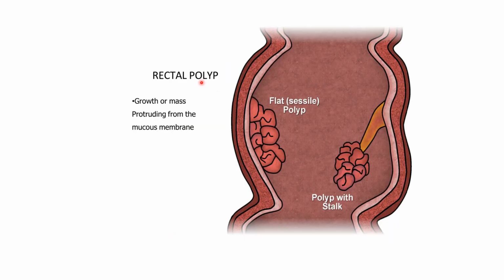About rectal polyp. It is the growth or mass protruding from the mucous membrane. This is the mucous membrane of rectum. A mass is protruded from here. That is called a polyp. It is flat here and this is a polyp with a stalk or with a stem.